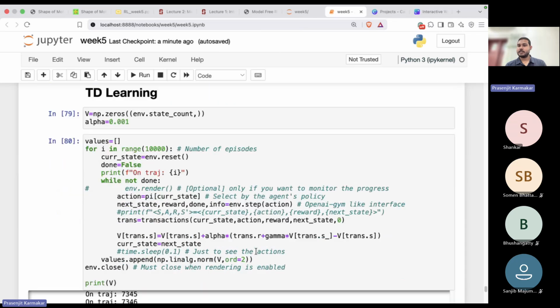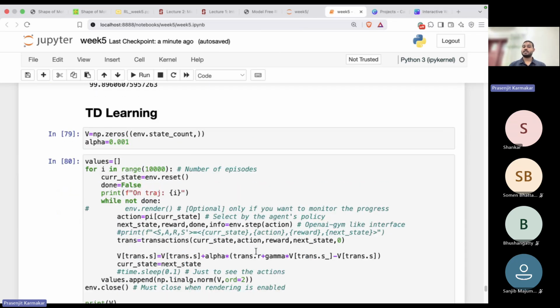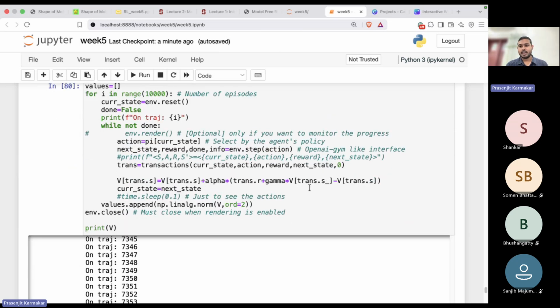Biased estimate means that we are bootstrapping on the same erroneous value, so this is not a correct value. Earlier we had the GT, which is sampled from the environment, so it was an unbiased estimate of how much return you will get. But this is a biased estimate. It's estimating from its own self. So that's why TD is a biased estimate, but the bias is consistent.